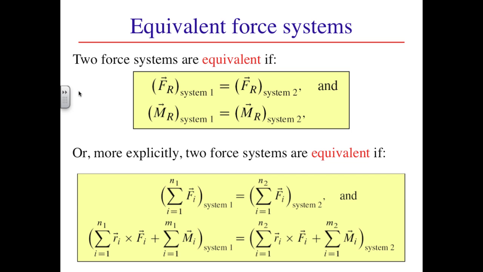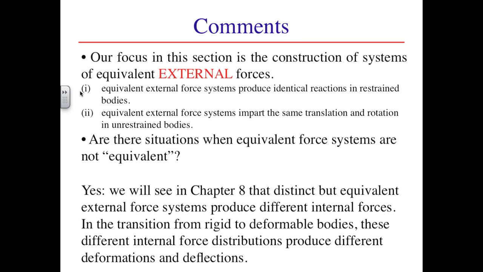Two force systems are said to be equivalent if they produce the same resultant force and the same resultant moment about a chosen point of reference. If that chosen point of reference is A, we might just note that these position vectors would be from A to the individual forces. So these would be r_AI. Sets of equivalent forces will induce the same translation and rotation in an unrestrained body. They will also produce the same reactions in a restrained body.